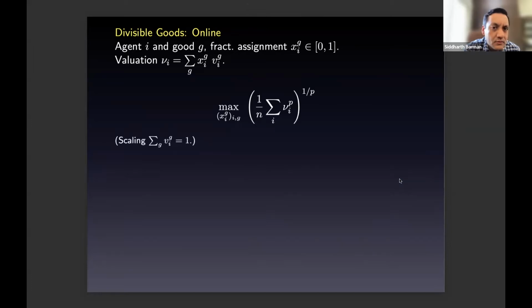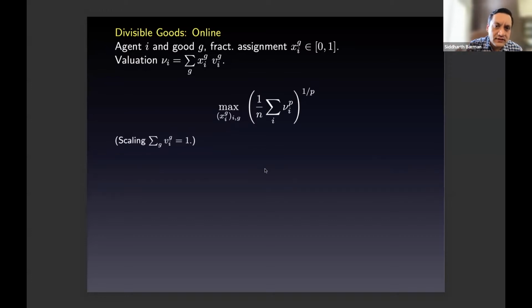What I'll do now is move on to an online setting, where the problem really becomes interesting. I am going to assume a normalization, without which non-trivial results cannot be obtained, at least in the case of an adaptive or powerful adversary. The normalization is that for every agent i, the value for the grand bundle, summing over all the goods g, is normalized to 1. That is just a scaling thing. It doesn't have to be 1, but these values sum up to 1.